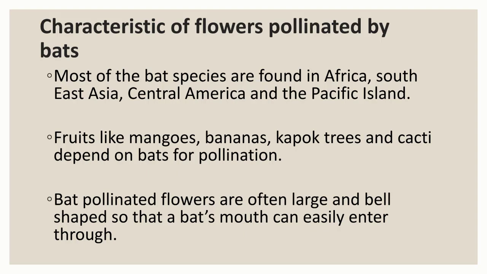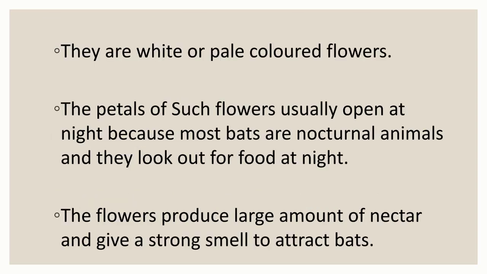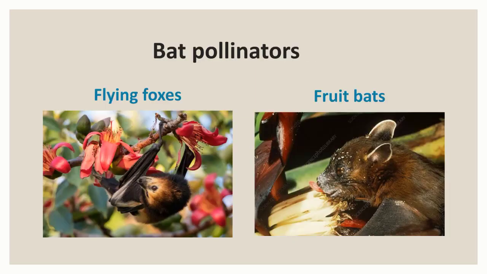Bat-pollinated flowers are often large and bell-shaped so that a bat's mouth can easily enter through. They are white or pale colored flowers. The petals of such flowers usually open at night because most bats are nocturnal animals and they look out for food at night. The flowers produce large amount of nectar and give a strong smell to attract bats. The examples of bat pollinators are flying foxes and fruit bats.